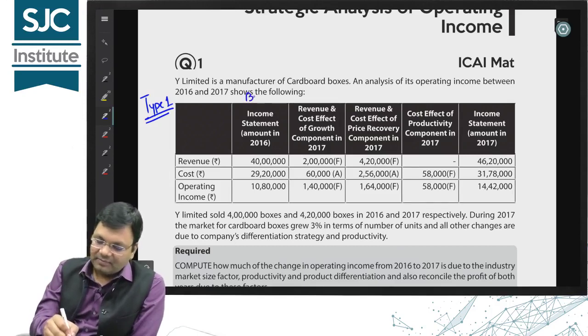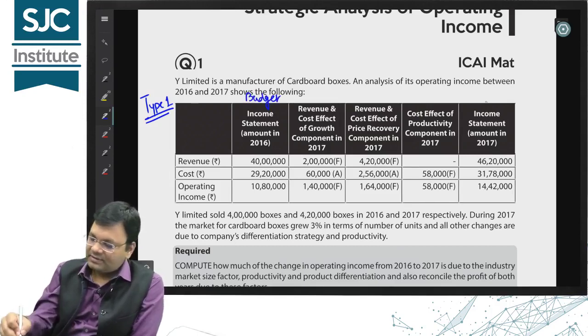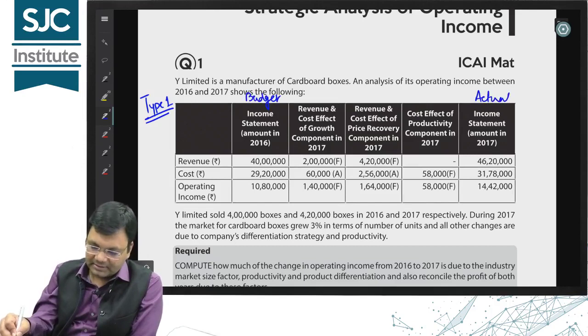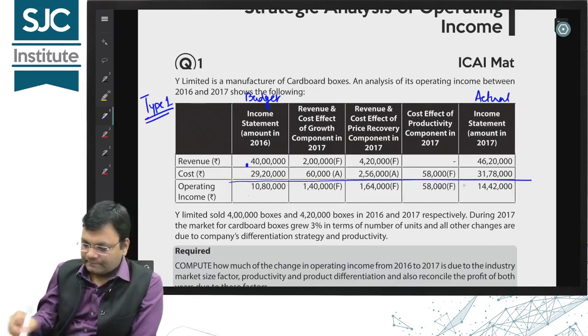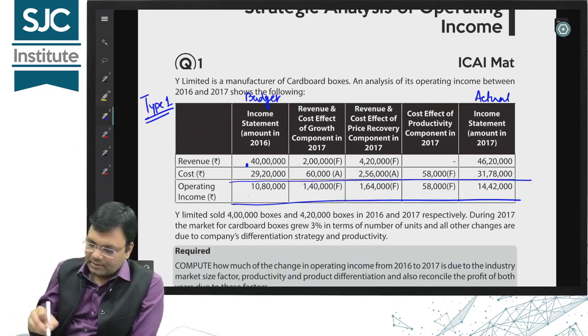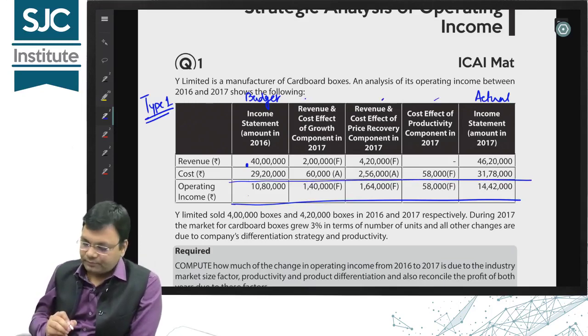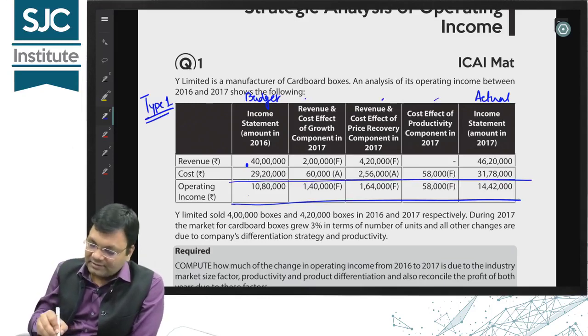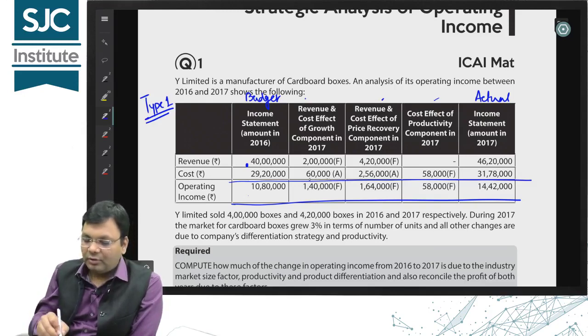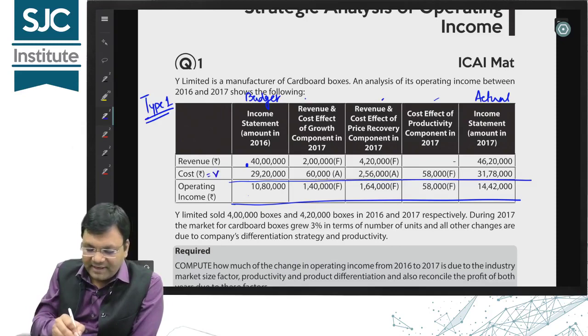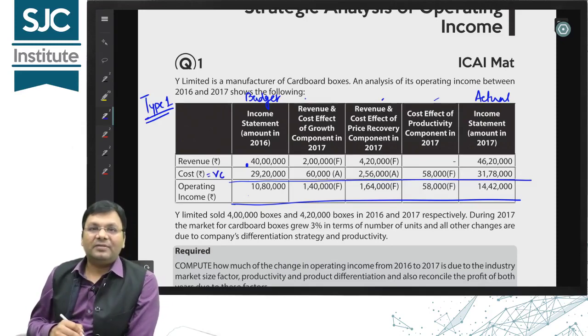This is your budget or last year. This is your actual or current year. You see, revenue, cost, operating income is given. So growth effect is there, price recovery and productivity is there. So type 1 is all done for you. So in cost, there is an answer given for all three: growth, price and productivity. That means this is a variable cost. Had it been a fixed cost, then you would have only the price effect.